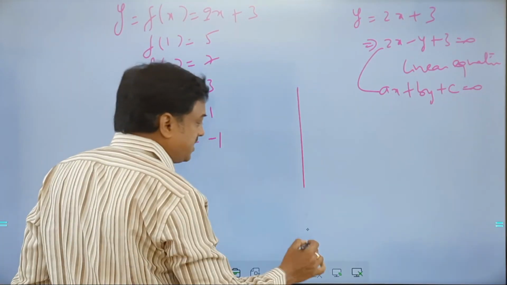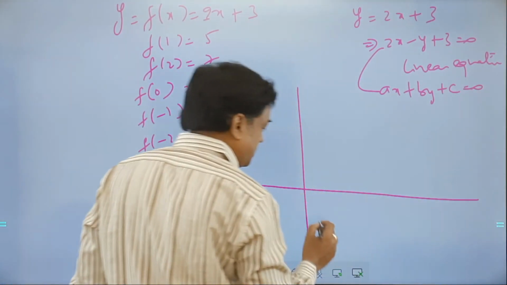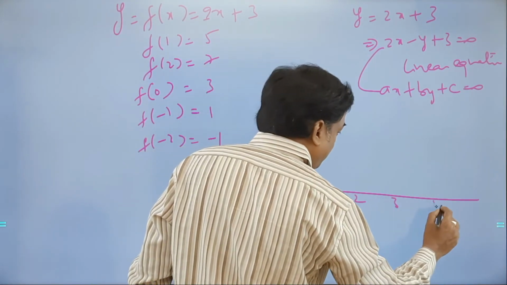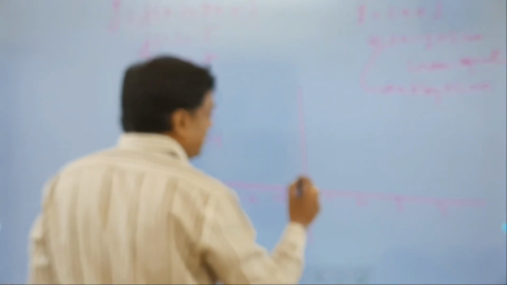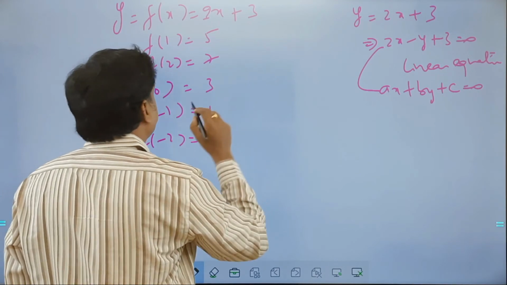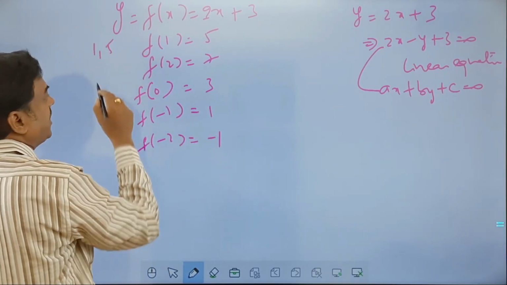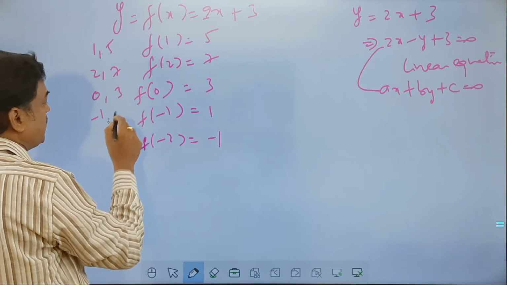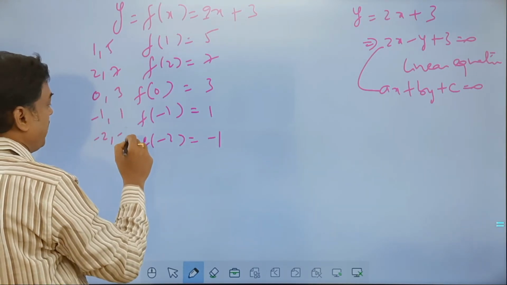Now when I plot the same on a graph paper, I mark 0, 1, 2, 3, 4, and minus 1, minus 2, minus 3 on the x-axis, and 1, 2, 3, 4, 5 on the y-axis. Now I got a few ordered pairs here. What are the ordered pairs I got, friends? 1, 5; 2, 7; 0, 3; minus 1, 1; and minus 2, minus 1.